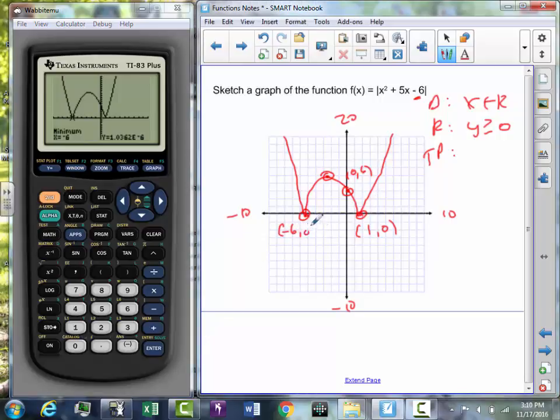You know another way you could figure that out? Factor that thing. If you factored that, it would give you x plus 6, x minus 1. Alright, if you factored it, ignore the absolute values, that doesn't really apply right now, right? Well, that'll give you a negative 6 and a 1. Alright, well, that's your intercepts.